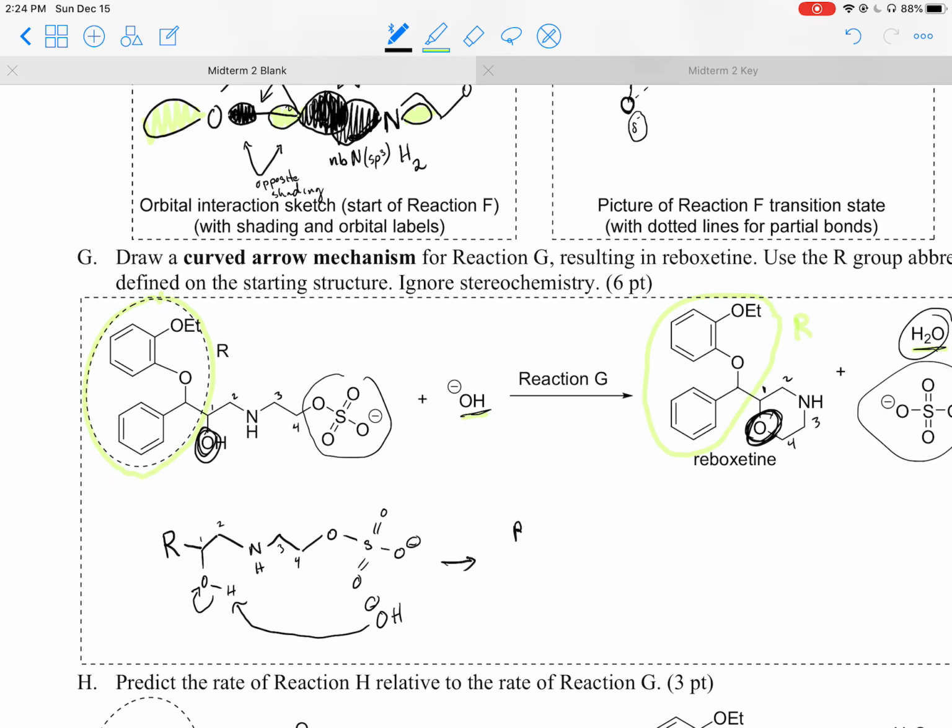What does that leave us with? It leaves us with this. We're going to have an oxygen here with a negative charge. There's number 2, nitrogen, hydrogen, 3, 4, and then O, S, O, O, and O negative. Okay.